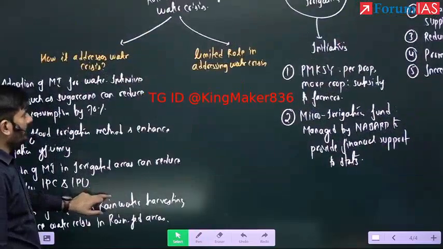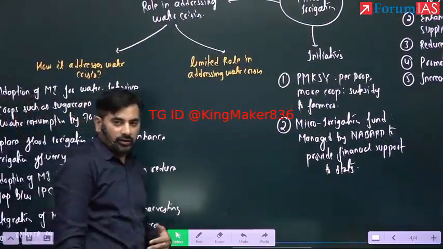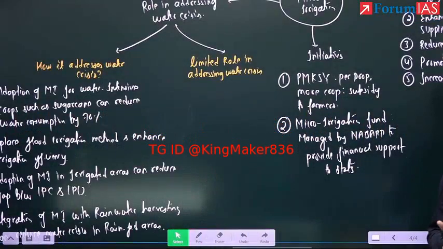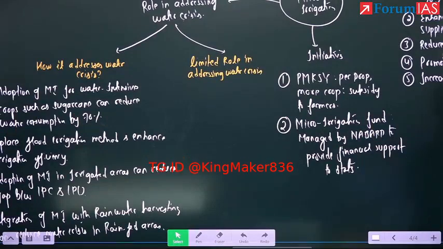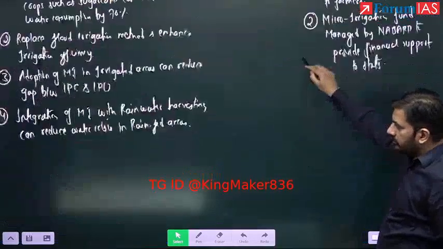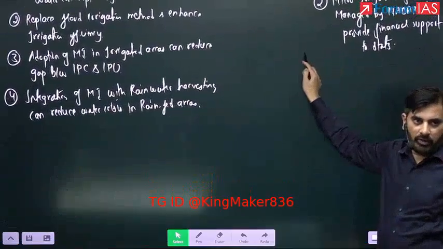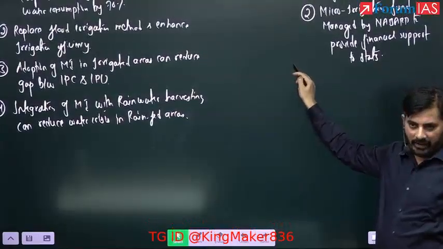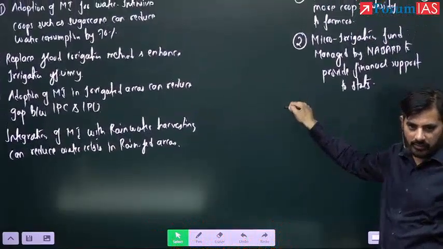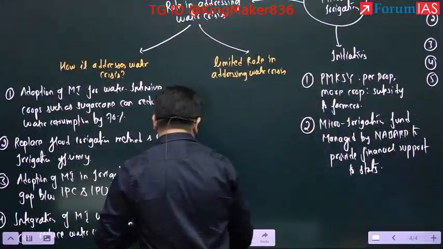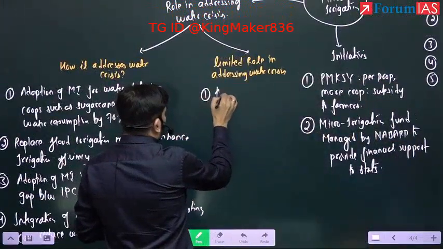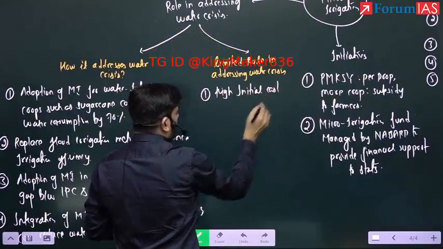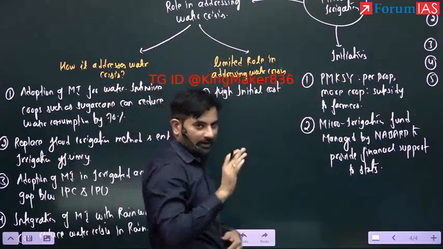Now, why do you think micro irrigation may not be able to solve the water crisis? What are the reasons? It means you have to write some challenges of micro irrigation. What are the challenges? One is obviously high cost, right? High initial cost. I'll come to that as well. Okay, now let's see here.